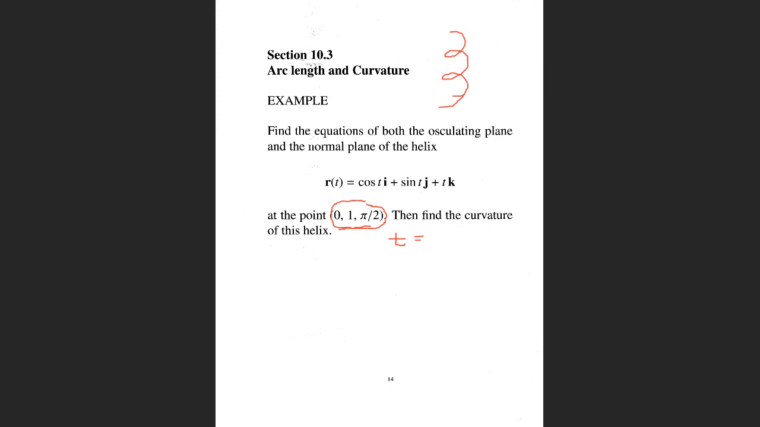As t varies, we trace out the space curve, and different points on the space curve correspond to different values of t. And Hyunwoo says that pi over 2 would be the value, and that's right, because the cosine of pi over 2 is 0, the sine of pi over 2 is 1, and if t is pi over 2, there's pi over 2. Okay. So what do you think the first thing we need to do for this problem is?